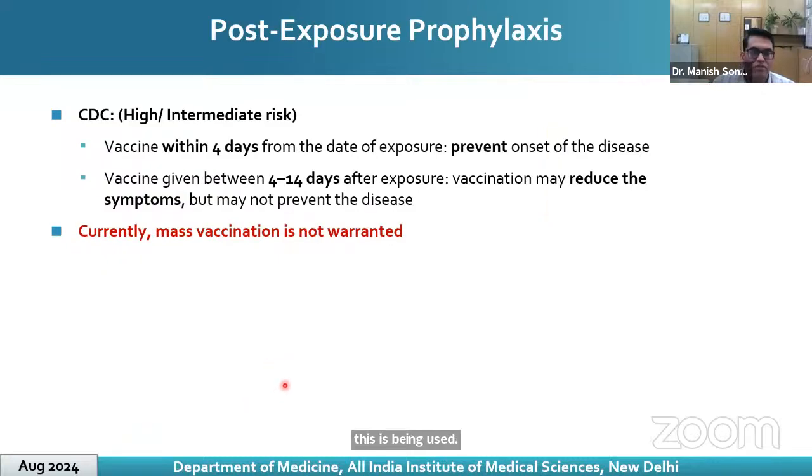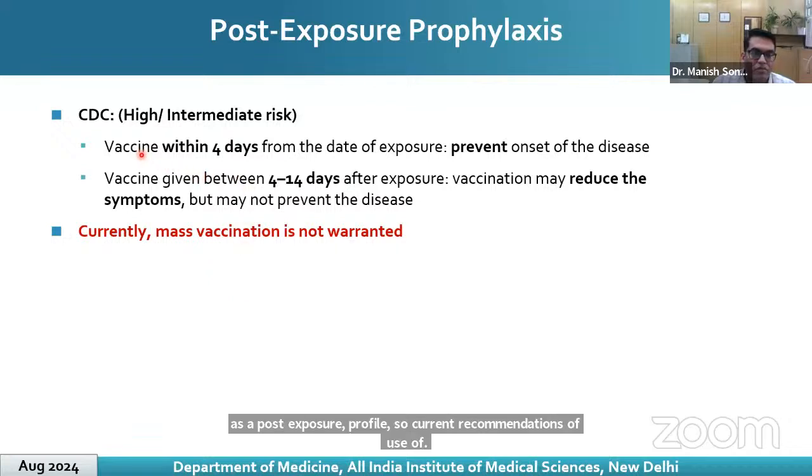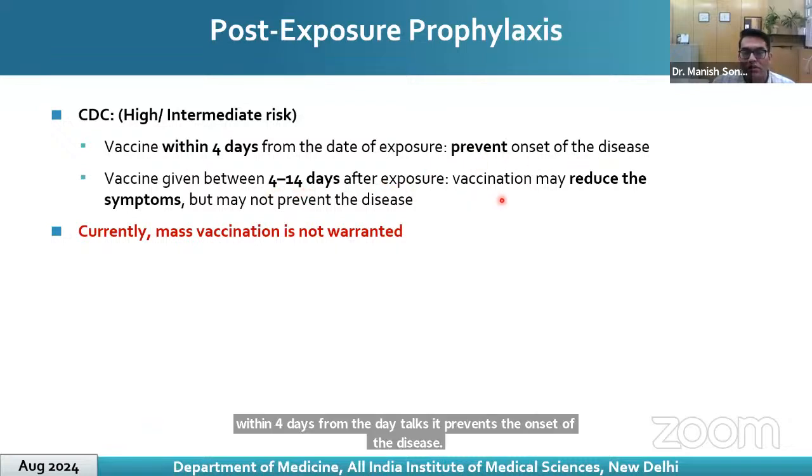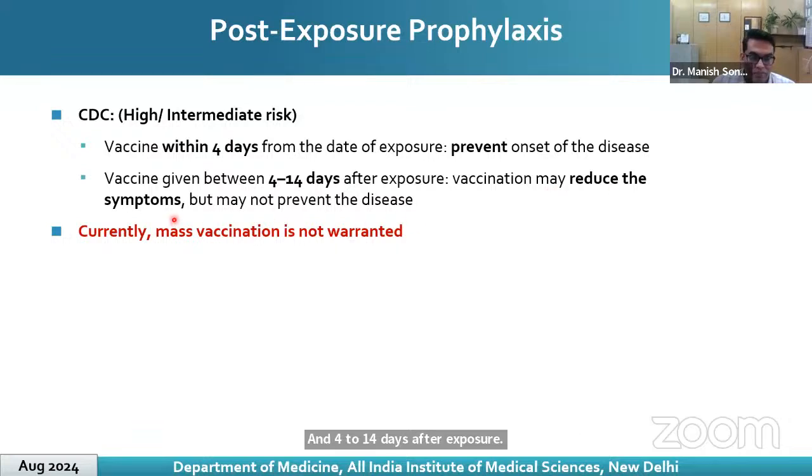The current recommendation is that these vaccines be given within 4 days from the date of exposure. It prevents the onset of the disease. And 4 to 14 days after exposure, it may reduce the symptoms. It is also recommended for those at high risk of exposure.